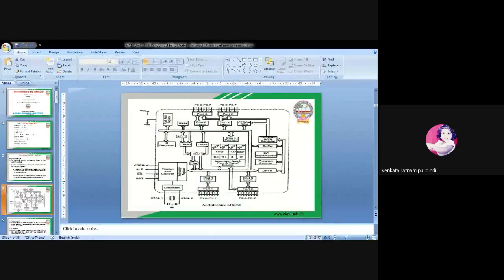Now here this is the instruction pointer, IP. And here it is the interrupt, serial port, timers block. This is the interrupt register. And here we have a program address register. And here it is the buffer simply. And it is the program counter incrementer.